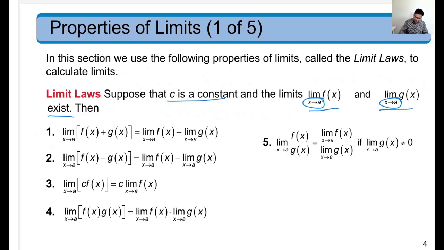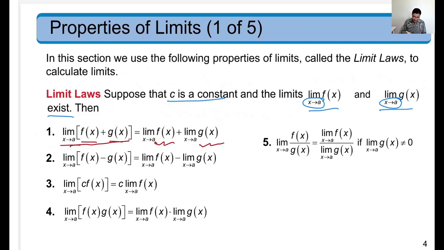Okay. Then the first law simply says that the sum function, the function that you would obtain by adding the two functions, like let's say x plus sine x, the limit of that function x plus sine x would be the limit of x and the limit of sine x at the same point added. So in words, many of these properties are described very nicely in a sentence. We say that the limit of the sum function is the sum of limits at the same point. Okay, limit of the sum of two functions is the sum of limits of those functions.